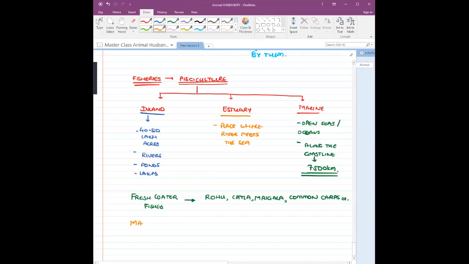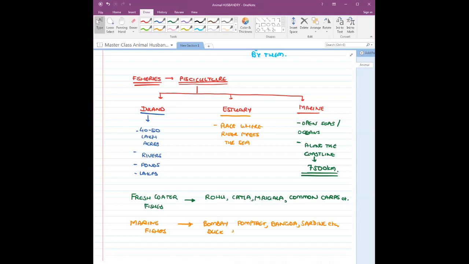These are the ones which we are generally used to having. So who are we talking about in this case? We are talking about your Bombay duck, Bombil, known as Harpadon nehereus. Not something you need to remember, but still. Then you have your pomfret, your bangda, that is mackerel, and then something called sardine. So guys, these are some of the most important fishes that we will capture.